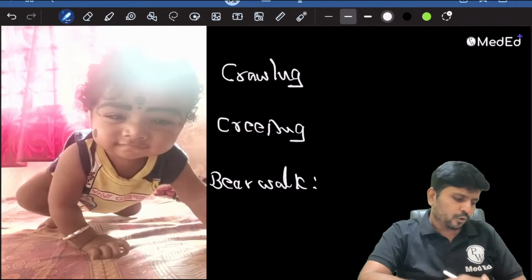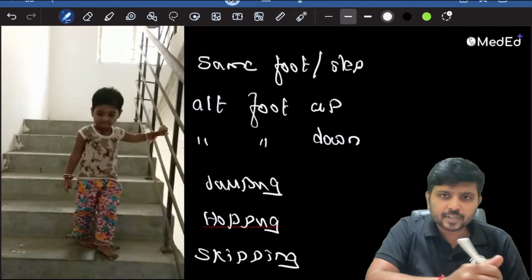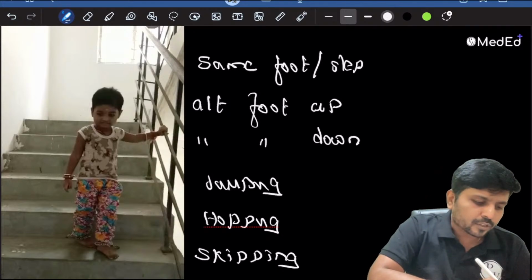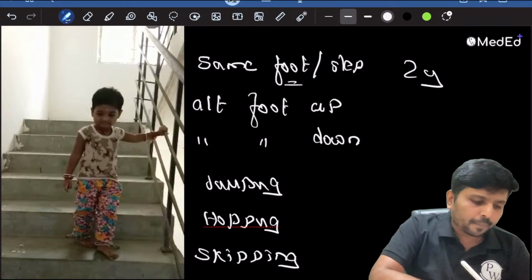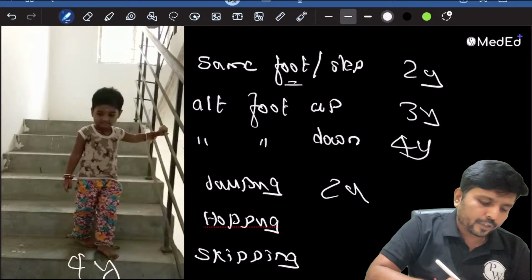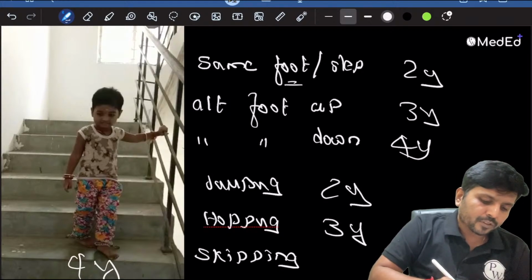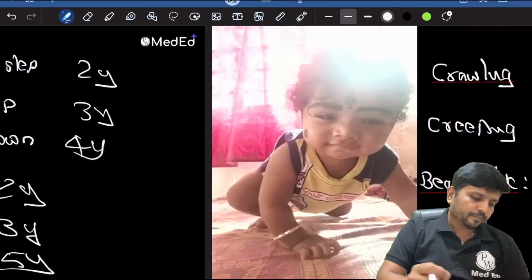Finally, some more milestones. Okay, descending stairs. When she uses both feet per step, 2 years. Alternate foot up, 3 years. Alternate foot down, 4 years. So she must be 4 years. Jumping, 2 years. Hopping, 3 years. Skipping, 5 years.